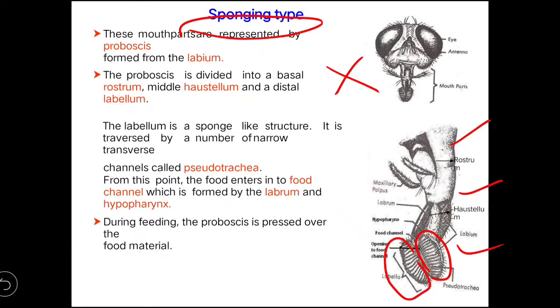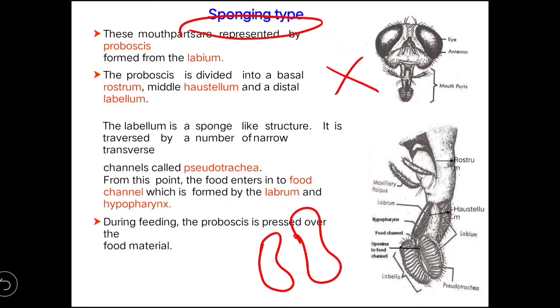It is traversed by a number of narrow transverse channels known as pseudotrachea. So suppose here I will draw this. This is the sponge-like structure, as you can see in the picture. This sponge-like structure has many transverse lines on it. These are the transverse lines. These transverse channels are known as pseudotrachea.